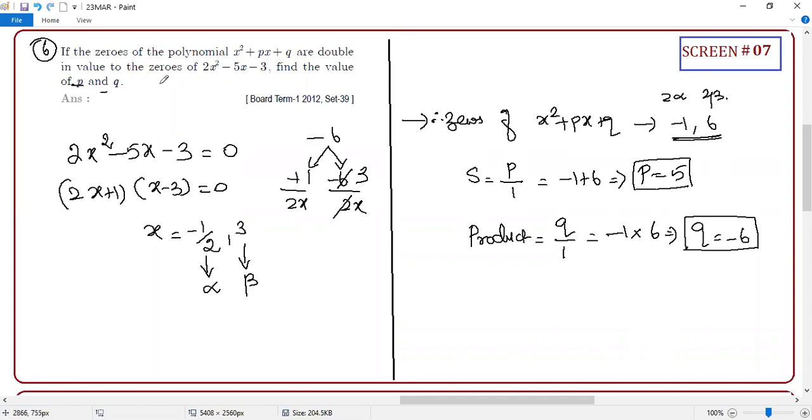So find the value of p and q. This question can be approached in so many ways, but you are all smart students, right? Find the smartest way. Correct or not? Yes, sir.